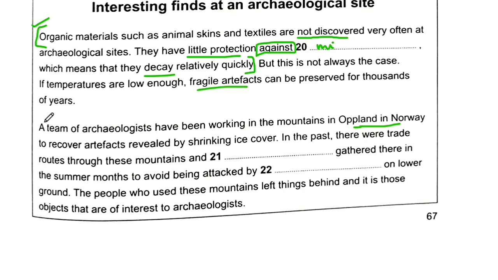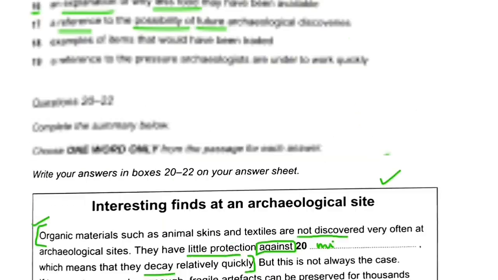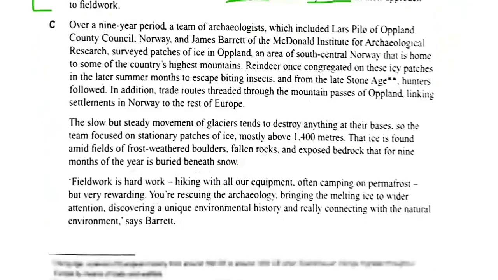Next question, what they're asking is, a team of archaeologists have been working in the mountains in Oppland, Norway, to recover artifacts revealed by shrinking ice cover. In the past, there were trade routes through these mountains, and dash gathered there in the summer months to avoid being attacked by dash on the lower ground. So this is your next question. We have read the question. Now we'll be moving into the next passage, paragraph C.